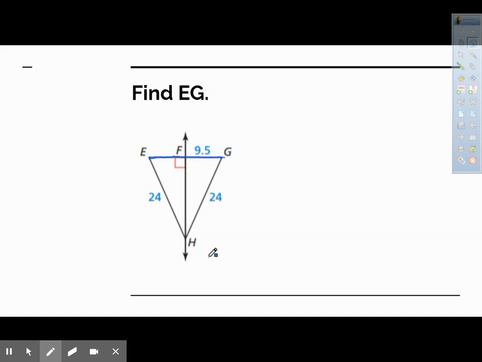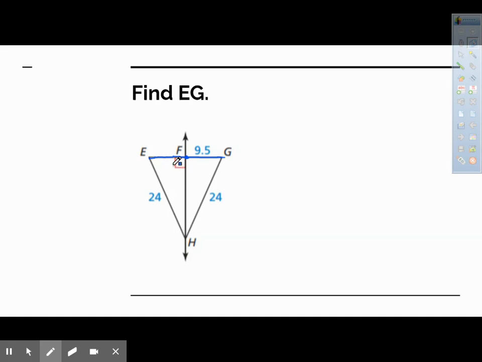In order to tell if these two sides are congruent, you need to see if point F is on the perpendicular bisector. Brett, would you say that point F is on the perpendicular bisector? Yeah. How do you know?